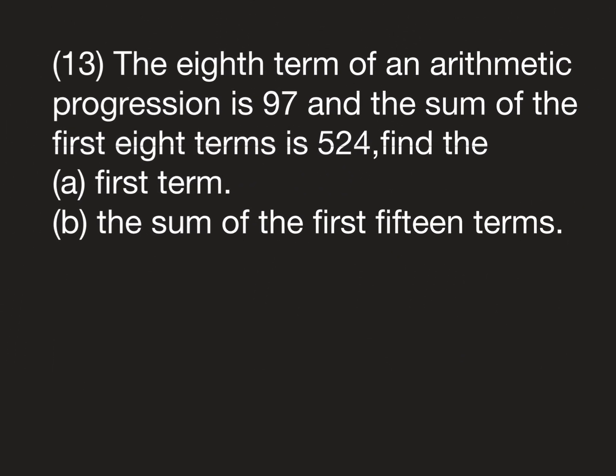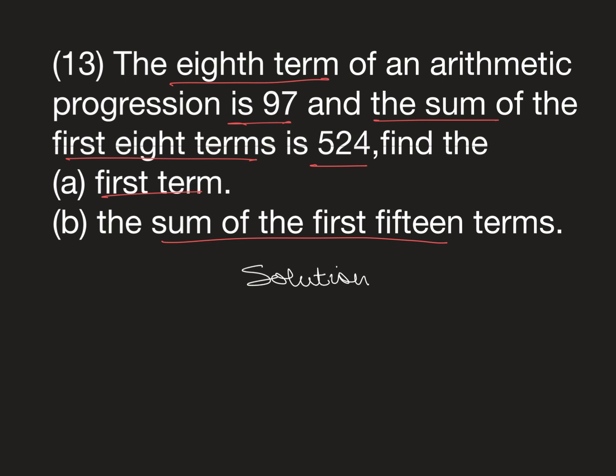Moving on to our final question on arithmetic progression. It says the eighth term of an arithmetic progression is 97 and the sum of the first 8 terms is 524. Find the first term and the sum of the first 15 terms. Solution. The 8th term is 97 and the sum of the first 8 terms is 524.